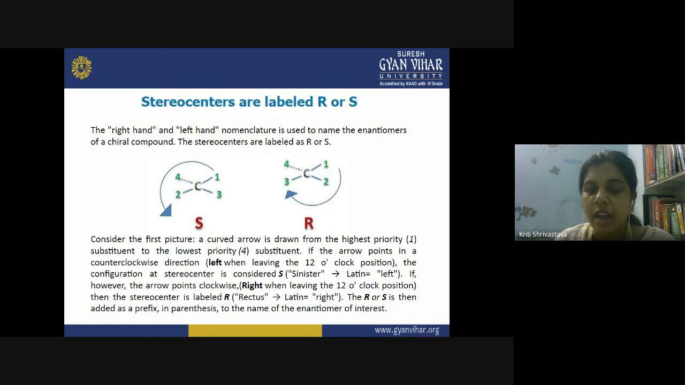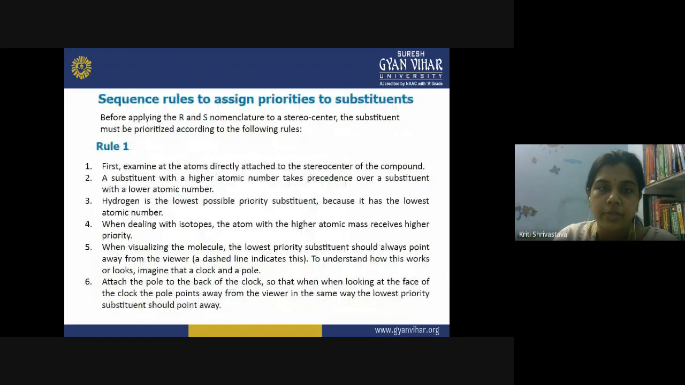Sinister is left and rectus is right, and the R or S is then added as a prefix in parenthesis to the name of the enantiomer of your interest. So you simply put an R or S before the name of your enantiomer. Now the most important thing about the RS nomenclature is how you assign the priority to the substituents. Because if you have given an erroneous priority to the substituents, then obviously you will see a wrong rotation, you will draw a wrong arrow, and then you will assign a wrong configuration and wrong nomenclature. So you should consider the rules.